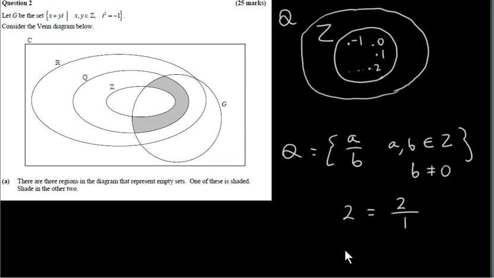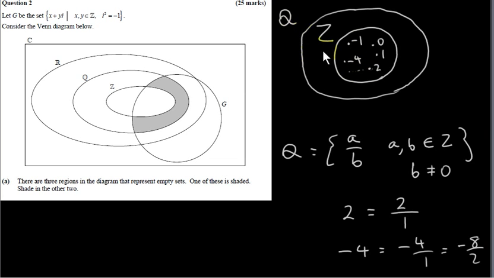Another example might be minus 4. We can write minus 4 in a number of ways. One way we can write it as minus 4 over 1, or we can write it as minus 8 over 2. We can write it as a ratio of integers. So minus 4 is an element of Z, but it's also an element of Q.